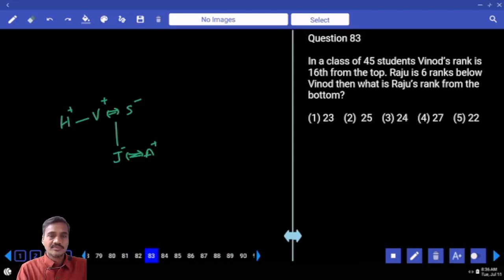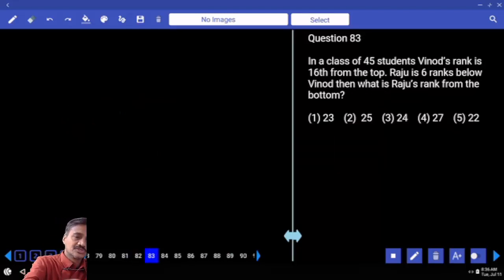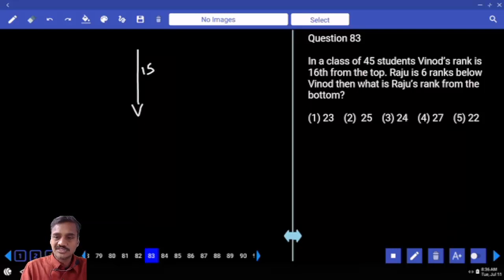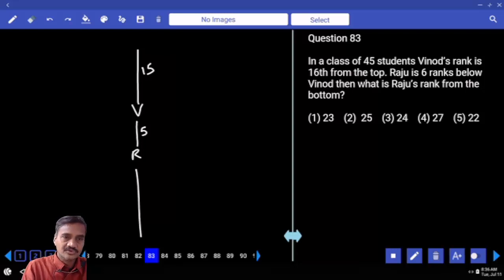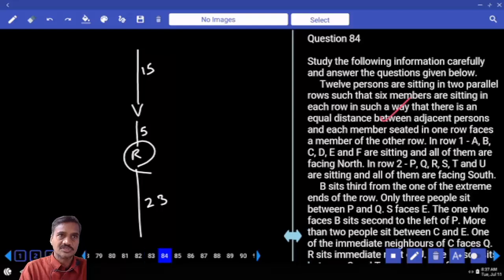Done with this? The next one, 83. Now it is based on row arrangement. Now in a class of 45, Vinod's rank is 16th from the top. Where is this Vinod? 16th from the top, there are 15 persons before Vinod. And Raju is 6 ranks below Vinod. Now this is Raju who is 6 ranks below Vinod, there are 5 persons in between. Total 45. 15 plus 1, 16 plus 5, 21 plus 1, 22. And out of these 45, 22 persons are already completed. The remaining 23 will be here. Then what is Raju's rank from the bottom? 23 plus 1, what is the position here? 24, that is choice 3, question number 80.